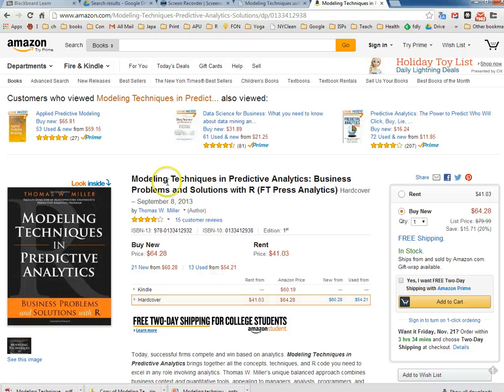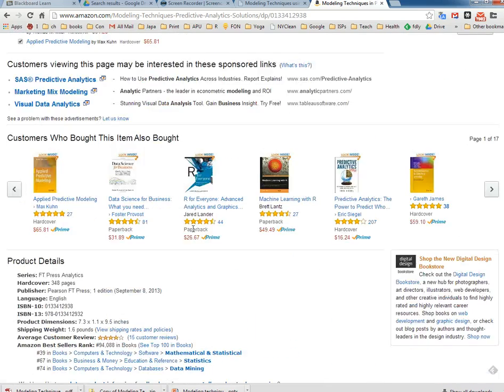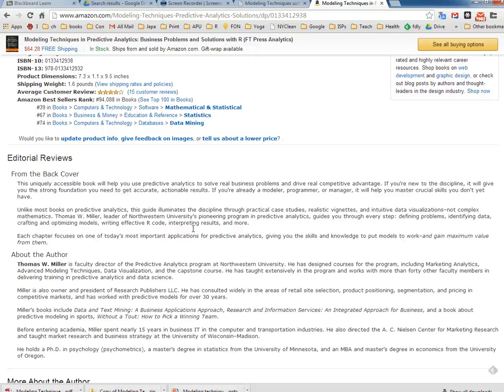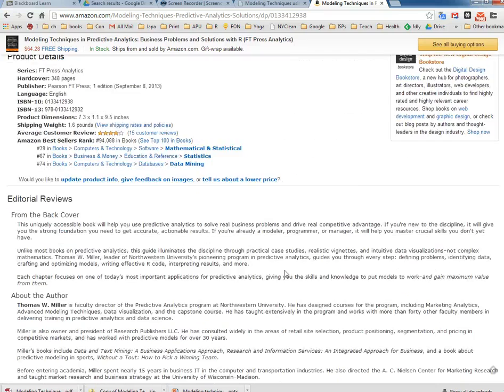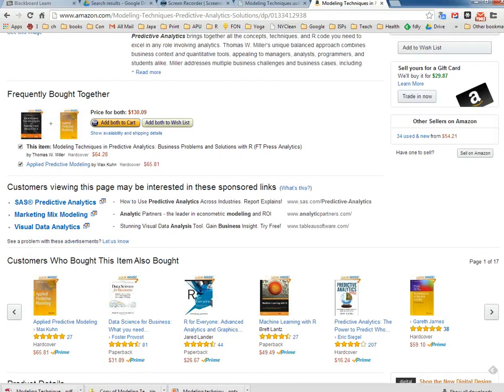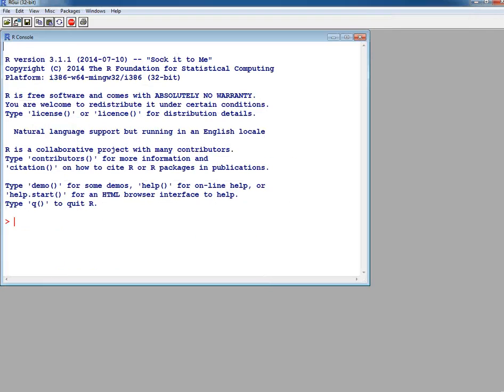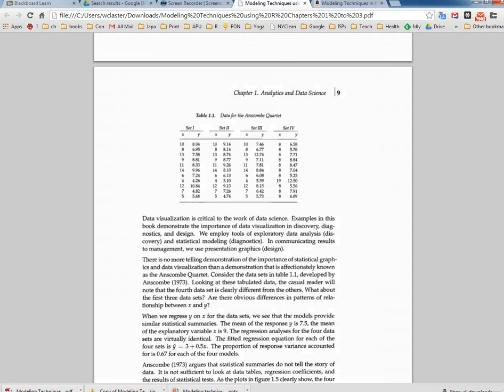Okay, we're working with this book, Modeling Techniques in Predictive Analytics, Business Problems and Solutions with R. It has some pretty good reviews. It's available in our library, and the author is faculty director of the Predictive Analytics program at Northwestern University, which is a new program, but one of the first programs around. And I have some of it here, but I can't share it with you. I can't lend it to you, rather.